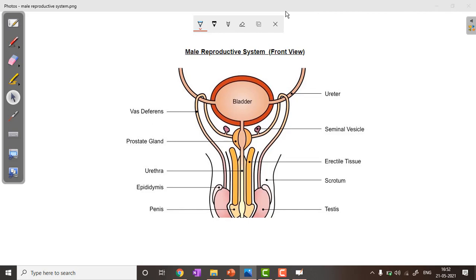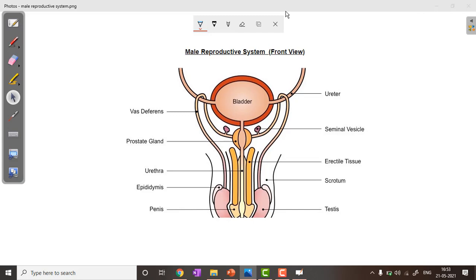Okay, and then we move to the last part, that is penis. Penis is a very, very important structure of the male reproductive system, because this is an organ which helps in the transport of sperm into the female reproductive system. If there is no penis, the sperm from the male body cannot enter the female body, and if the sperm from the male body is not entering the female body, then there will be no fertilization, and the male will become infertile. Infertile means it will not be capable of reproducing or giving birth to a baby.